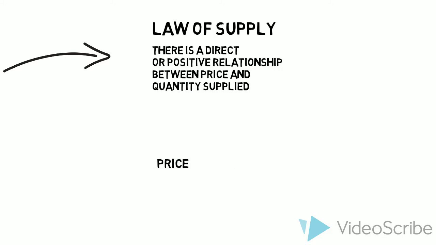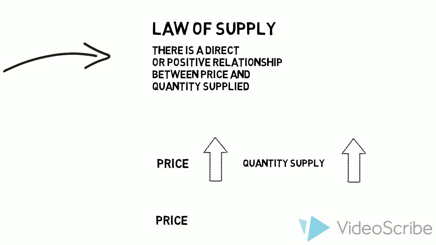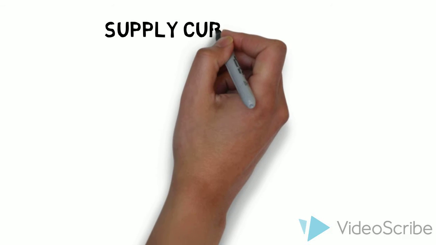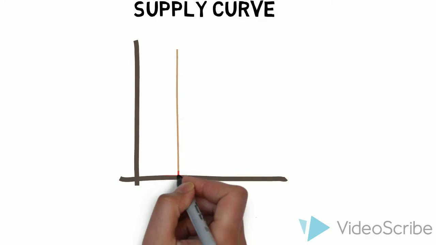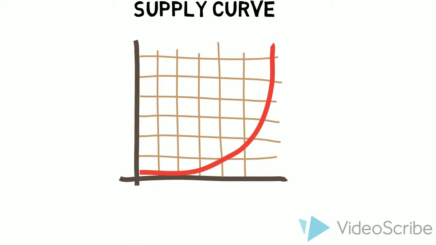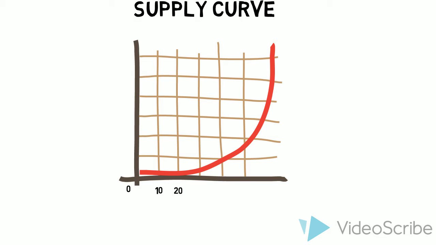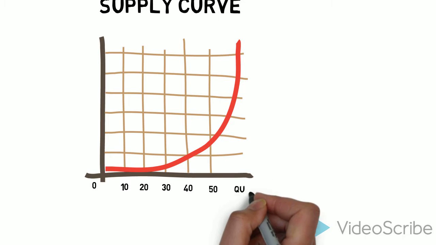As price rises, the quantity supplied will also rise. As price falls, the quantity supplied will also fall. The upward slope of the supply curve reflects the law of supply. Producers offer more of a good, service or resource for sale as its price rises.